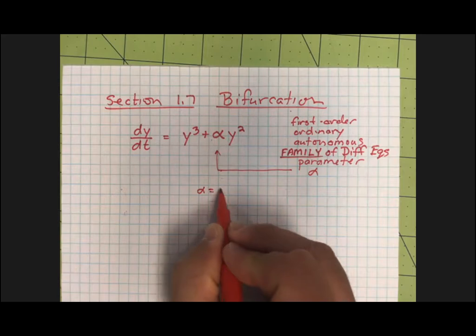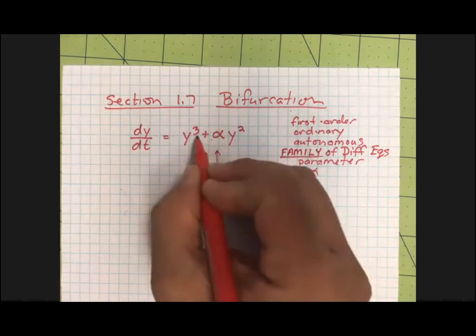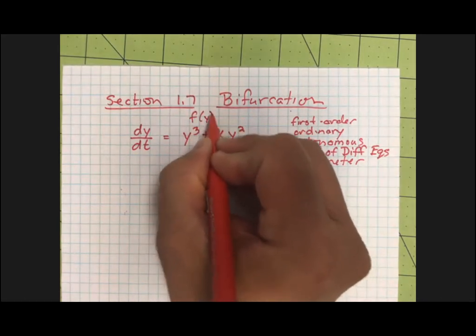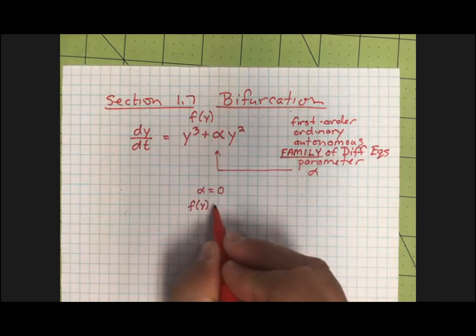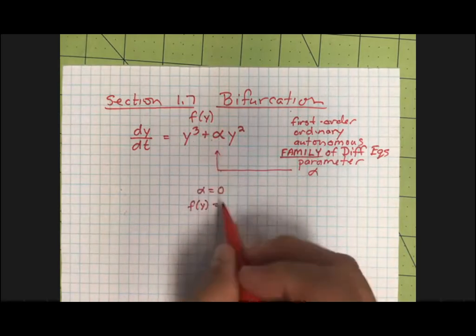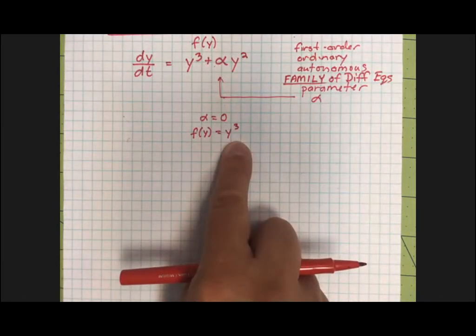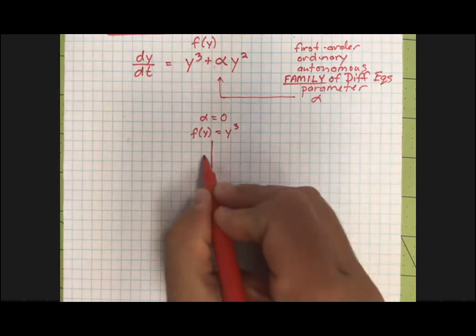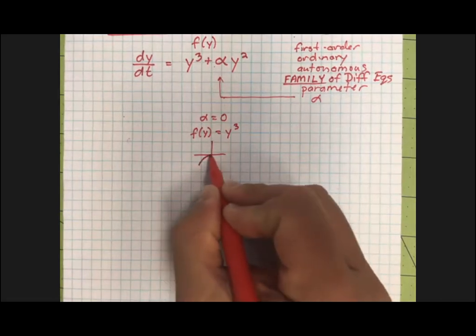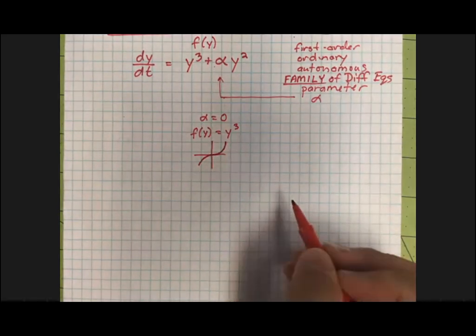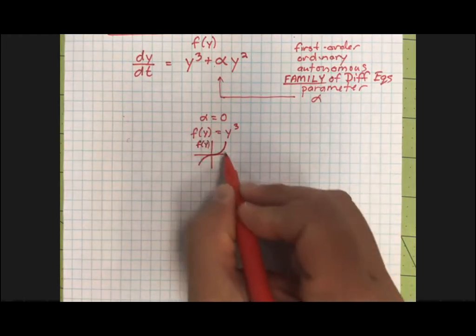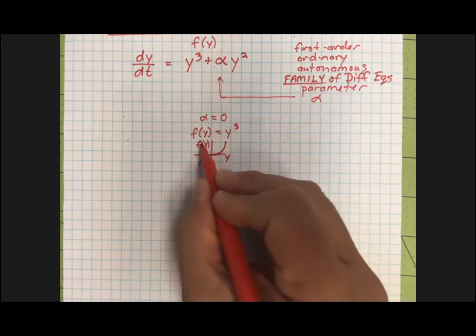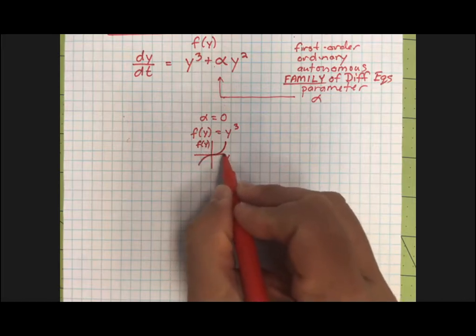Let's try alpha equals 0. Then this function, now remember this is a function of y only, no t, and this function f of y is what? Well, if alpha is 0, it becomes very cheap. f of y is y cubed. You know what that looks like? The cubic function. This is f as a function of y. It's a very raw drawing of it, I admit.